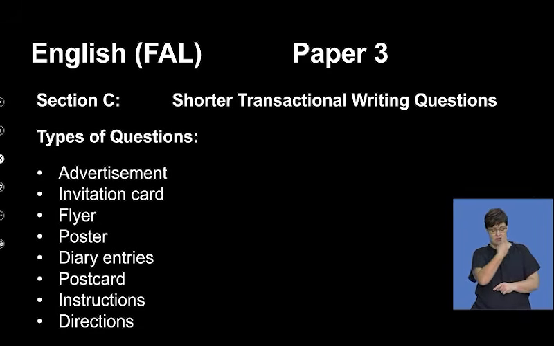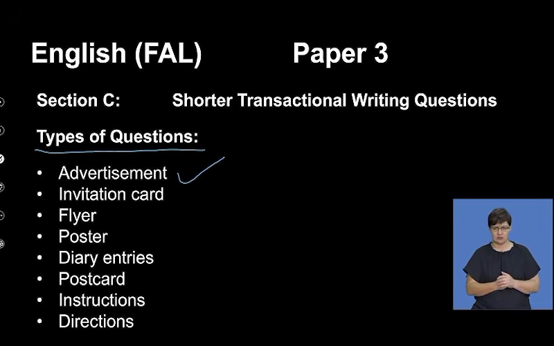So let's look at the types of questions you would get for the shorter transactional writing. The advertisement. Remember, you would need to create an advertisement that gives you some sort of question based on it. Remember, you only get marks for the actual words and not the pictures. So make sure you focus on the content of the advertisement. Then you have the invitation card.